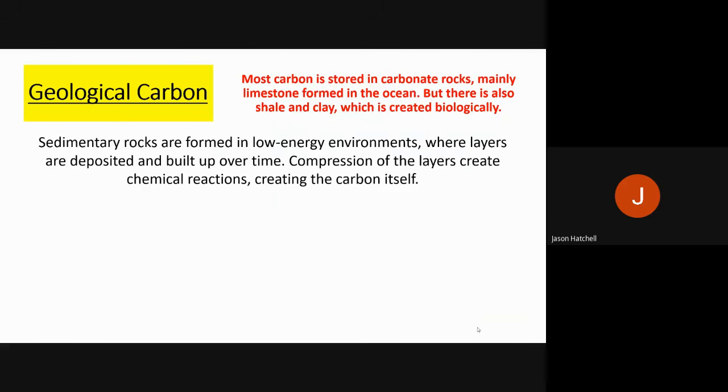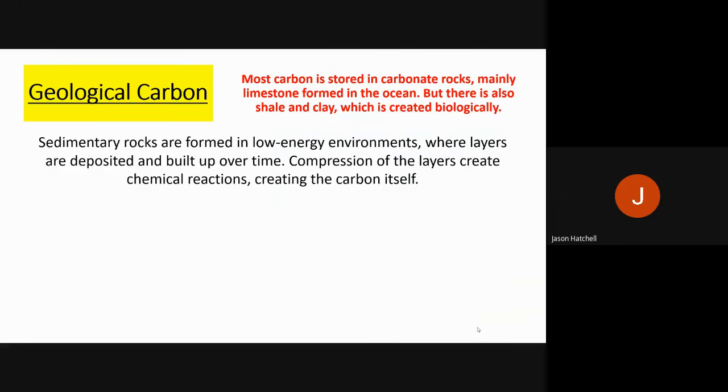So we're going to start looking at geological carbon now. Geological carbon is referring to geology, which is rocks. Most carbon, as you've just seen, is stored in rocks, carbonate rock, mainly found in limestone in the ocean. But there's also shale and clay and some other rock types which are created biologically, which store carbon as well.